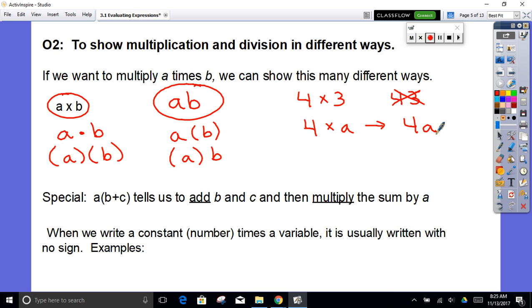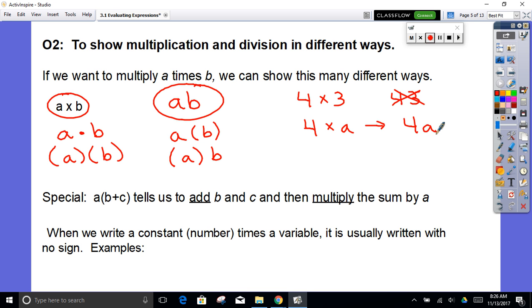I have a special example down here. If you see something like this, A parentheses B plus C, parentheses tells us to multiply. So this is telling us we need to take A times what's in the parentheses. Order of operations tells us to do what's in the parentheses first. So we would be adding B and C and then multiplying the sum by A. There's also another way we can handle these kinds of problems that we'll look at later on, but I just wanted to expose you to that now.